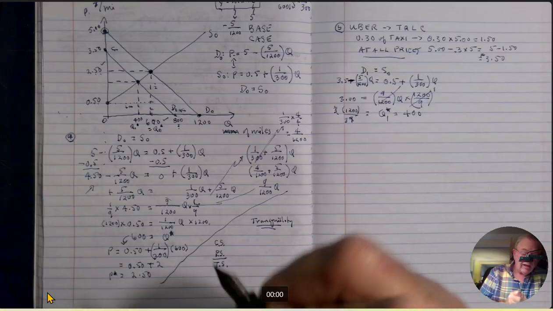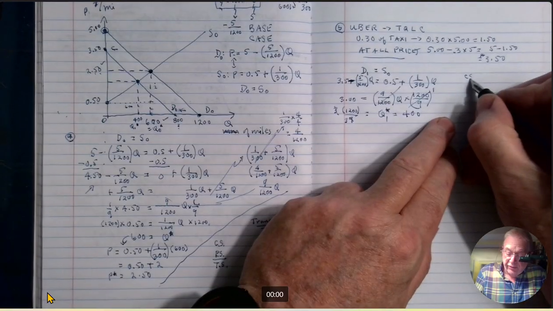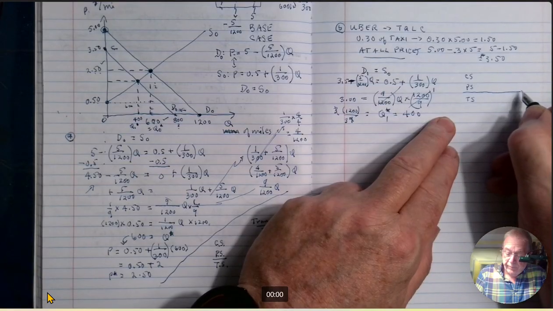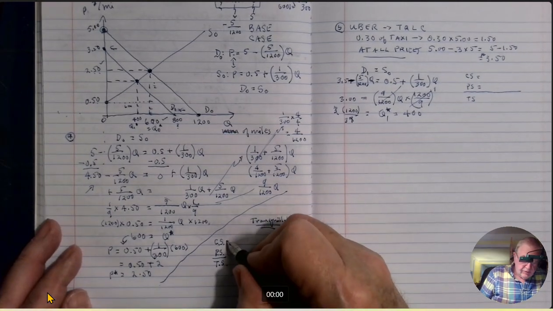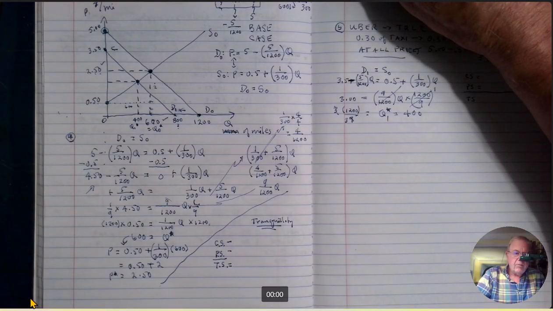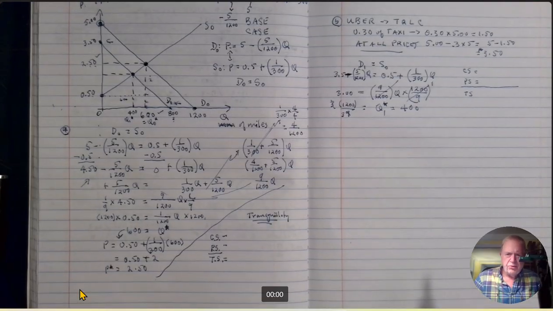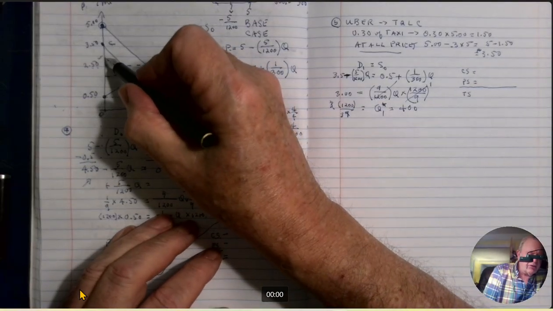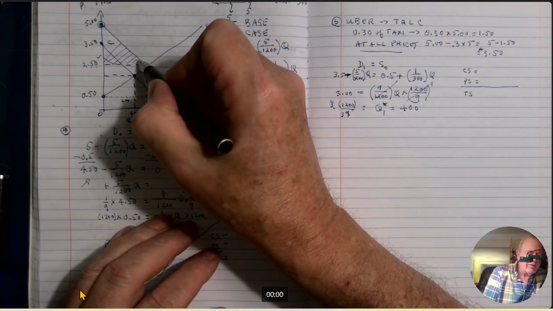We're going to do one more out of this. Okay, one more out of this. And here too, we need to compute CS, PS, and TS. Okay, let's do that right now and see where we go from there. Now, as we continue this story, let's remember that we're doing triangles here. Here's the initial triangle for consumer surplus.